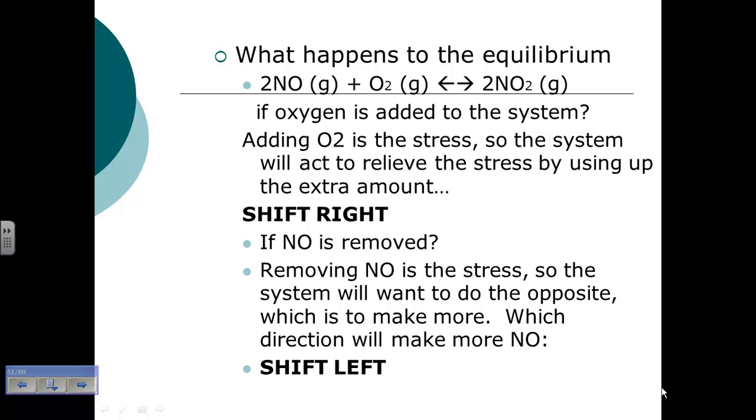If NO was removed, we said removing NO as a stress, the system would counteract that by wanting to make more. Which direction will make more nitrous oxide? Well, shifting to the left. The arrow that points left, the reverse reaction, is going to make more NO. We would say that the system would shift left.